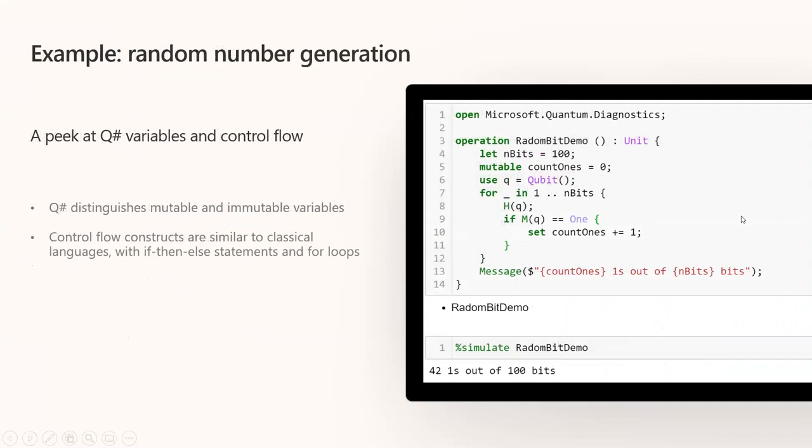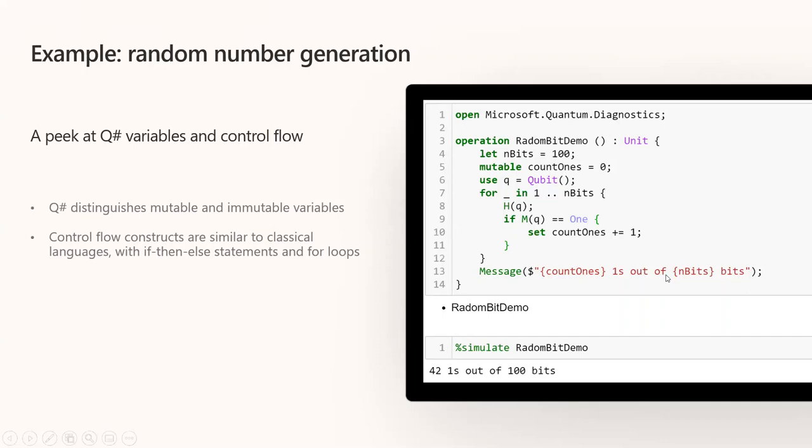And one of the last slides, a slightly more sophisticated example, random number generation, which gives you a peek at some more language constructs in Q#. We're going to spend a lot more time on those. But at a glance, in the first two lines, we see that Q# treats mutable and immutable variables differently. And bits is an immutable variable, effectively a constant. So it's defined using the let keyword, and it doesn't change throughout the program.